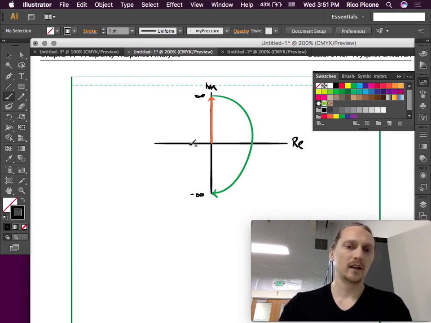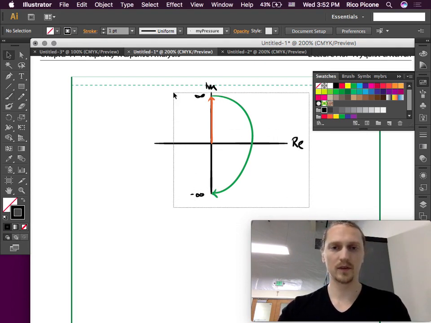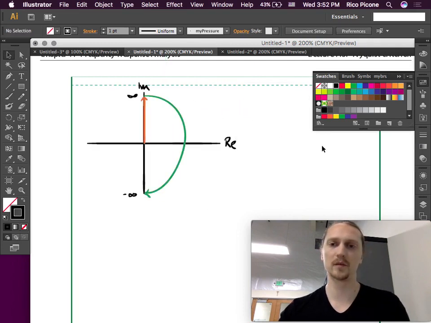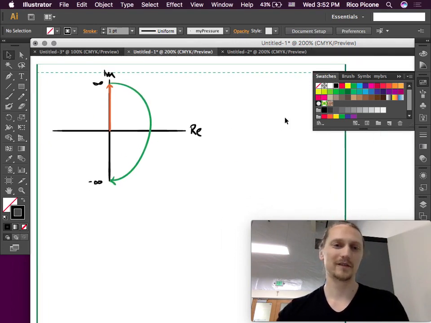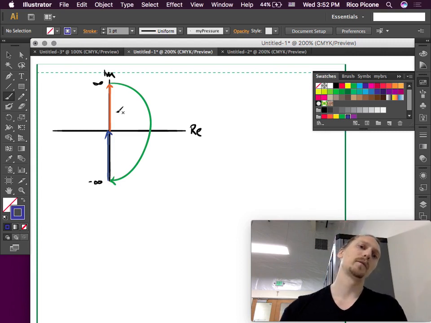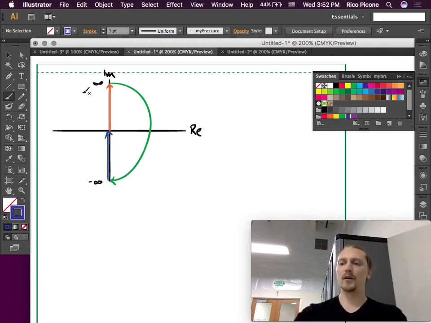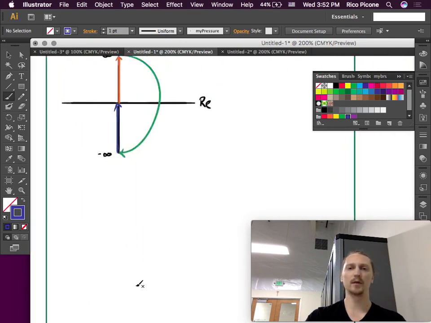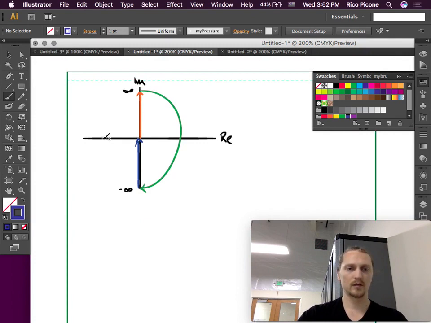I'm going to move this over, though. You guys don't worry, there's not like a ton of drawing here. And then this last line, I'll do blue. So up to 0. So it's a closed contour. And our poles are at -7 and -4, right? Open loop poles, -7 and -4, not to scale.